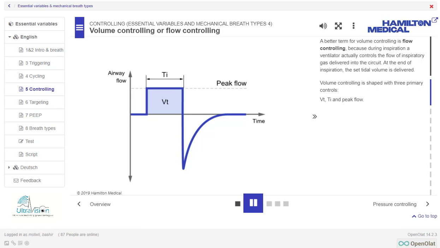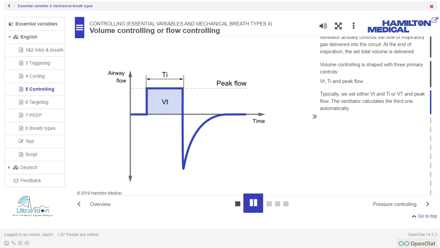Volume controlling is shaped with three primary controls: VT, TI and peak flow. Typically, we set either VT and TI or VT and peak flow. The ventilator calculates the third one automatically.